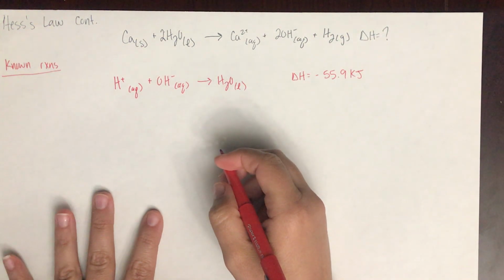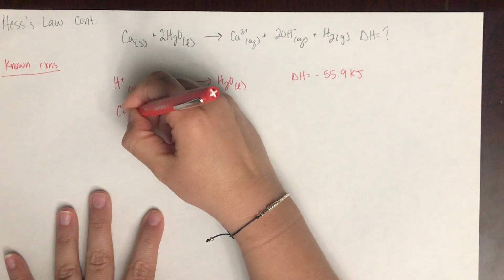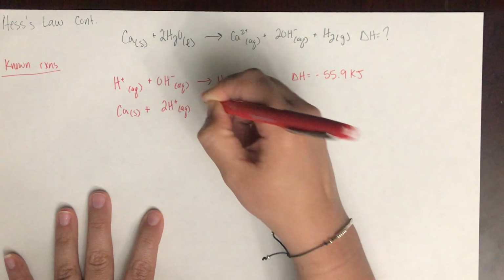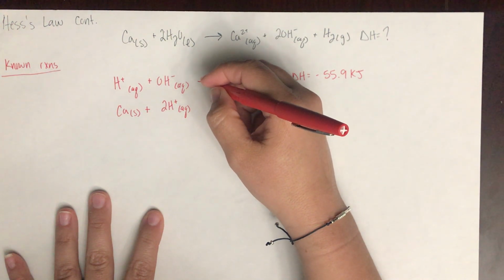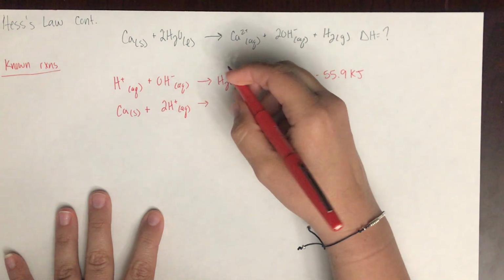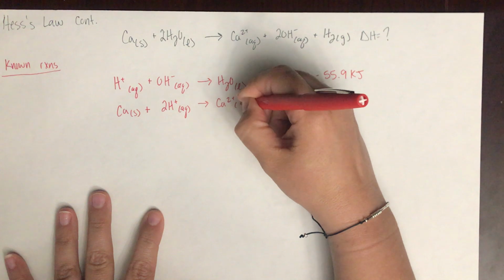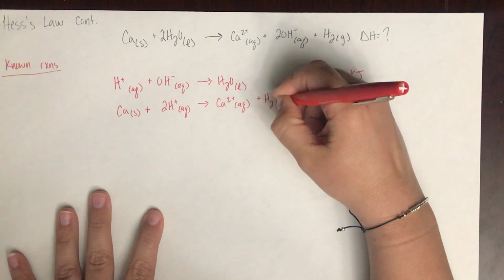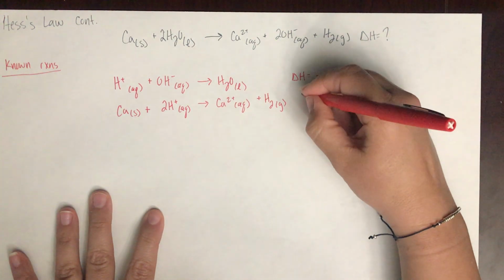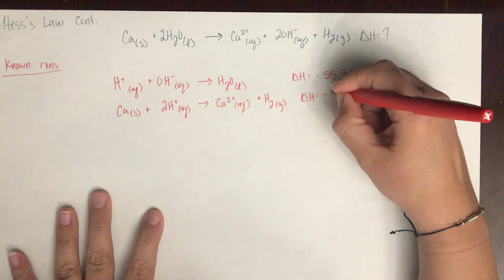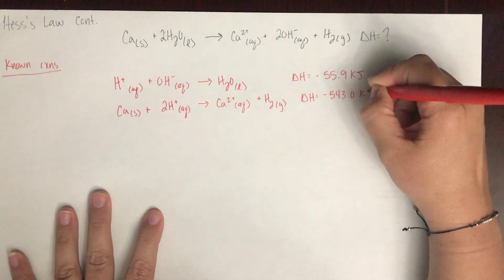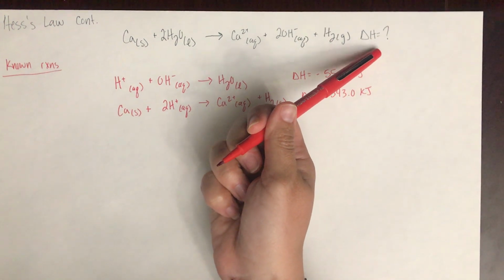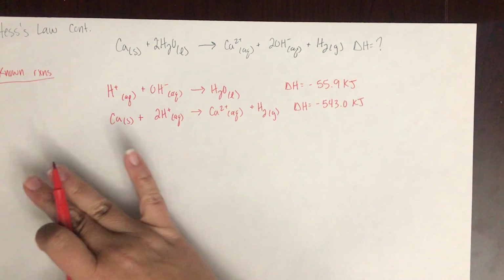And another known reaction says calcium metal, solid, plus 2 hydrogen ions produces calcium ions plus hydrogen gas. And that has an enthalpy change, delta H equals negative 543.0 kilojoules. So this is the information that you would be given, and you would be asked to solve for the enthalpy change of this unknown reaction.